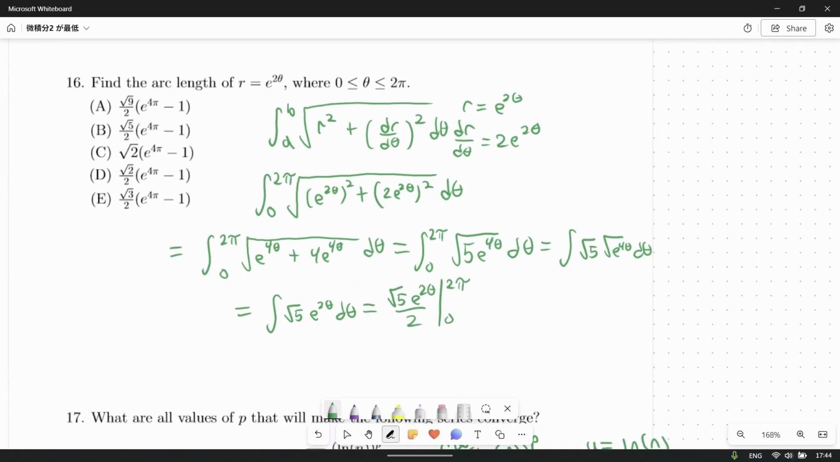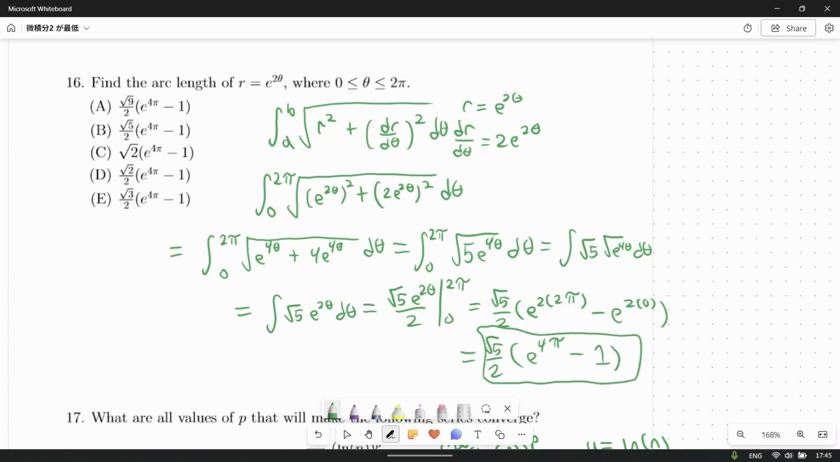And so then we just have to plug in the boundaries, and you should end up with something that looks like the square root of 5 over 2 times e to the 2 times 2 pi minus e to the 2 times 0. And then that's just going to simplify to root 5 over 2 times e to the 4 pi minus 1. And then from here, we can just match it up with our answer choices. This is going to be the arc length of the given r function. Matching that up with the answer choices, that's going to be equal to B. Yeah, so the answer to this question is going to be B.